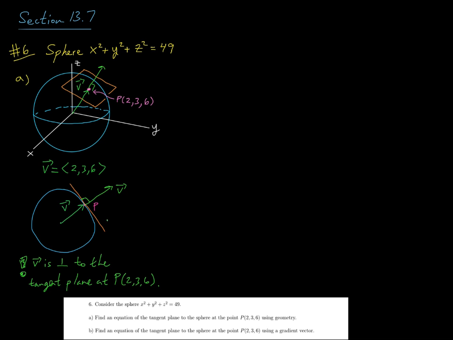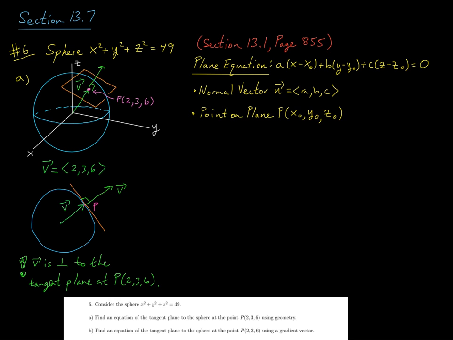Okay, so why is this a useful thing to observe? Well, if you recall from Calc 3, this is back in section 13.1 on page 855, if you know a vector that is normal, or in other words perpendicular, those two words, normal and perpendicular, are synonymous, and let's say that vector, I'll call it n, has components a, b, c, and you know a point on your plane, P, with coordinates x naught, y naught, z naught, then you can write down the equation of the plane as follows. You do a, the first coordinate of the normal vector, times the quantity x minus x0, plus b times y minus y0, plus c times z minus z0, and that's all equal to 0.